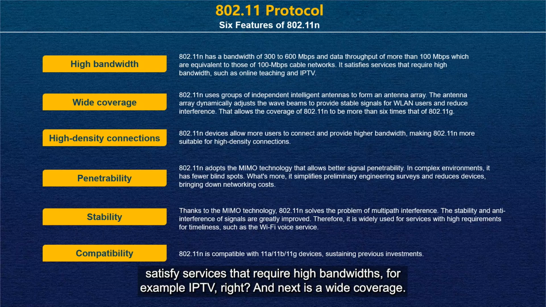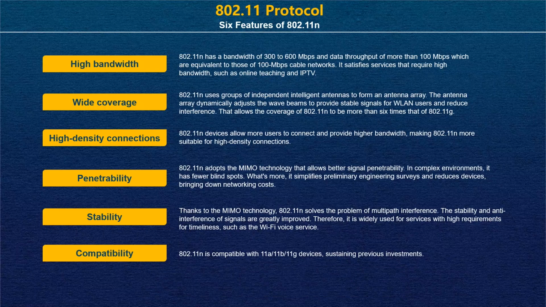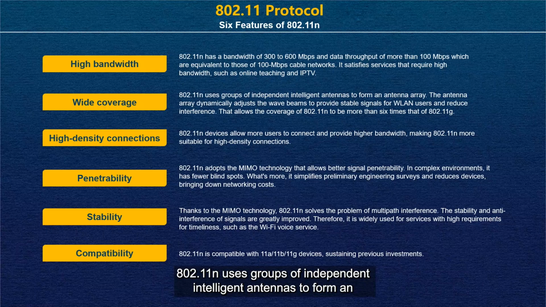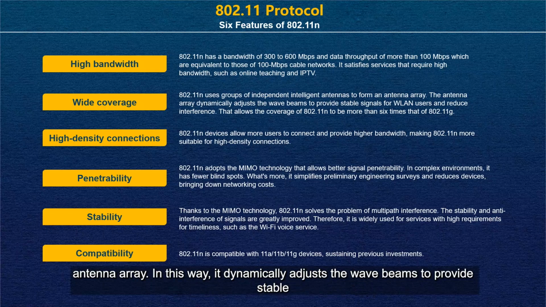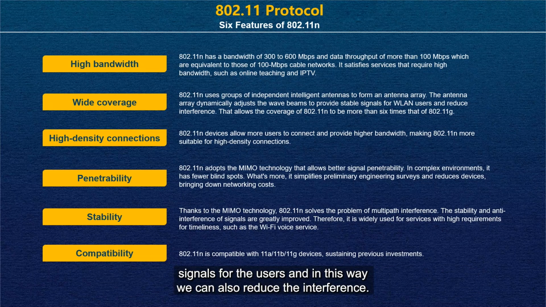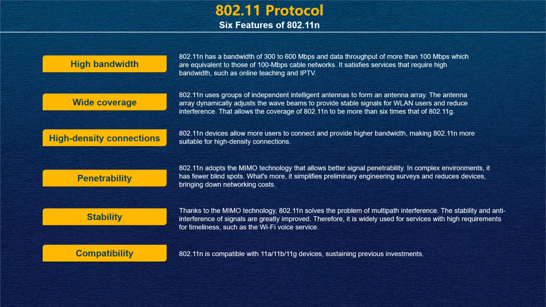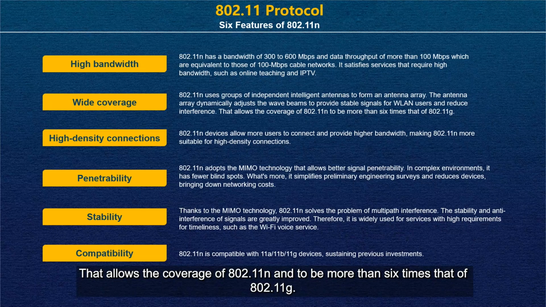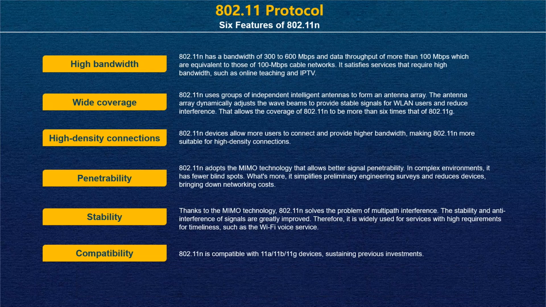And next is wide coverage. 802.11n uses groups of independent intelligent antennas to form an antenna array. Okay. In this way, it dynamically adjusts the wavebands to provide stable signals for the users, and we can also reduce the interference. That allows the coverage of .11n to be more than 6 times that of .11g.